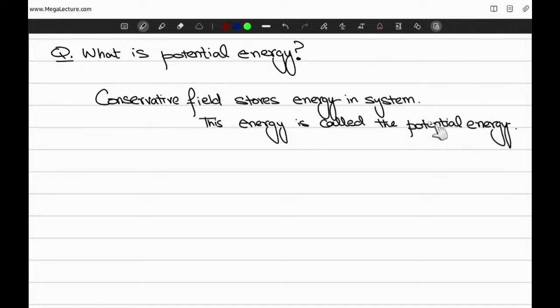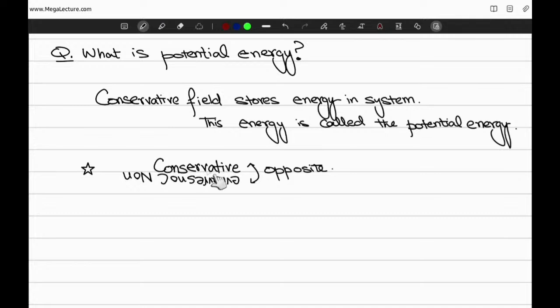That's the reason when I say that I raise something from ground level, there is some gravitational field in that place. So when you're raising something, you're giving that object some stored energy, and that energy is called the potential energy of the system.